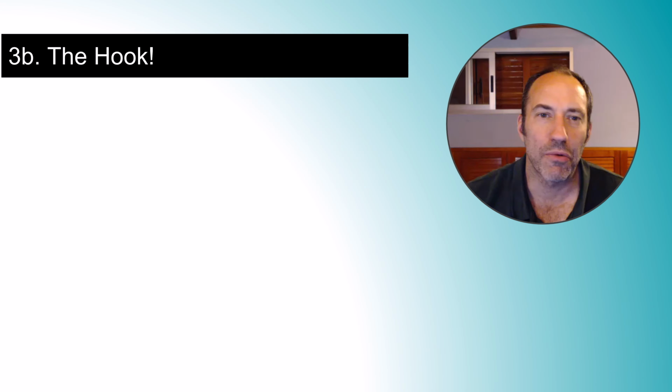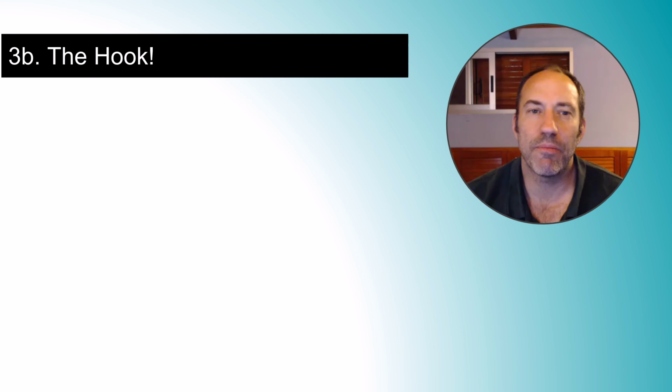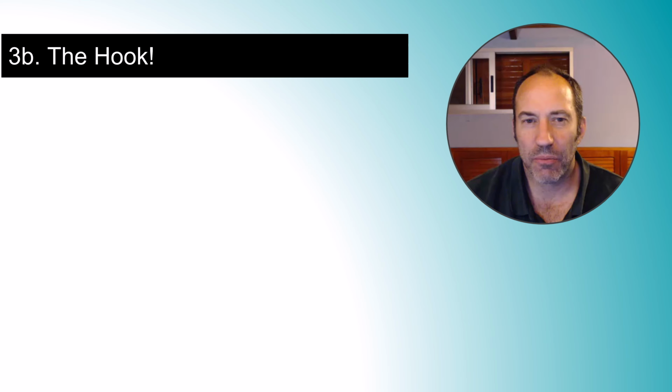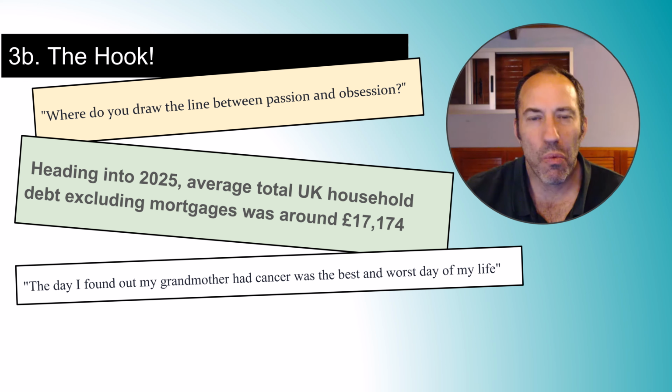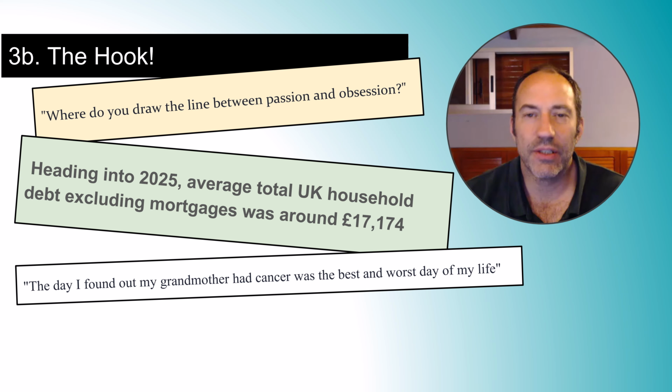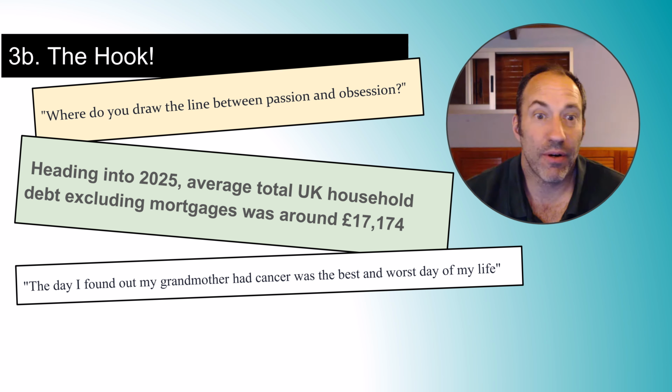So with those 2 little rules in mind, let's go back to those example hooks that I mentioned a couple of slides back. Where do we go after them? We've engaged the reader, but what happens next? Let's have a look at these. Where do you draw the line between passion and obsession? Well, this is a tailor-made hook for an article about priorities in life.